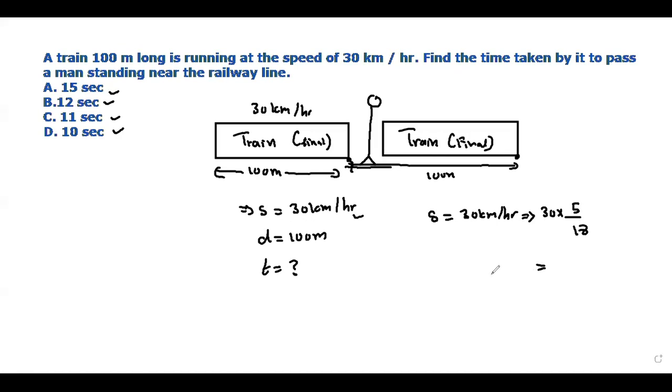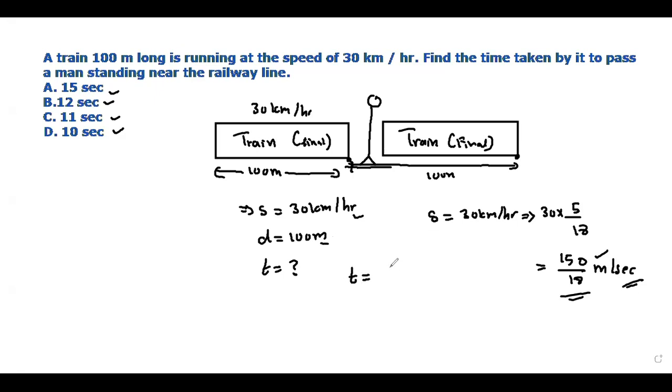So you will get 30 times 5 divided by 18. So 150 by 18 meter per second. Now this is in meter per second. Distance is also in meter, speed is also in meter. So now you can directly find the time, right?